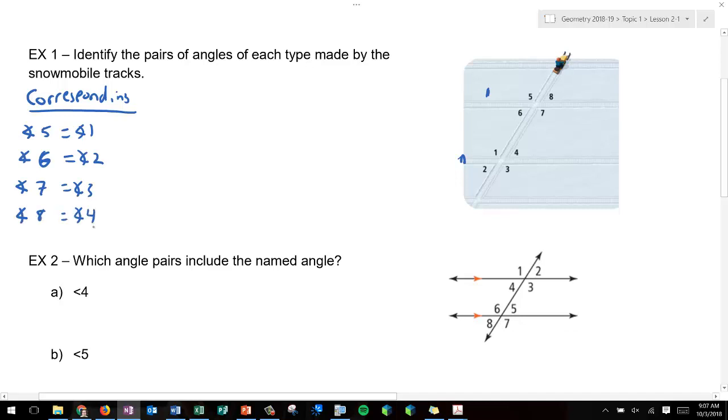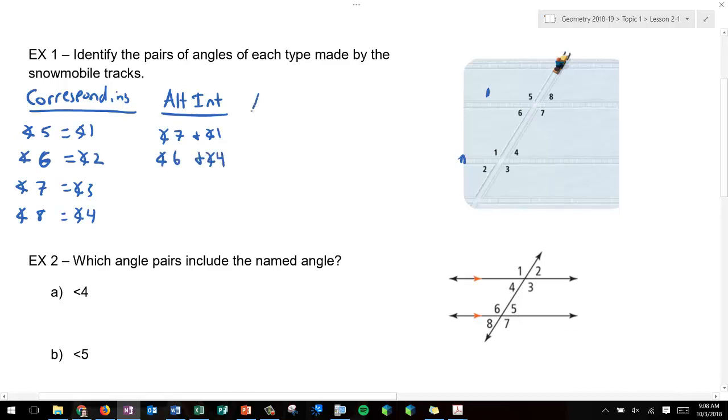If we then went to the alternate interior, alt-int, you can abbreviate to save your time. Remember, mathematicians are lazy. And alternate interior would be one on the right-hand side, one on the left. So angle 7 and angle 1, and those are once again going to be equal. But for our case, we're just going to say that 7 and 1. My other pair here would be my top left and my bottom right, or angle 6 and angle 4.